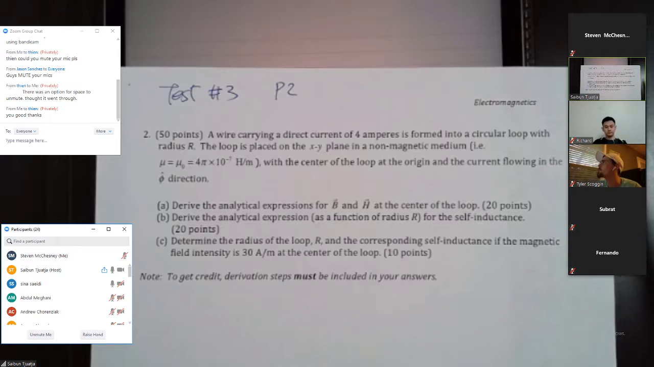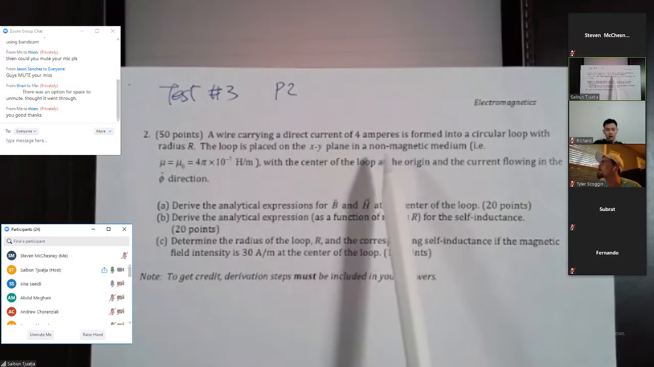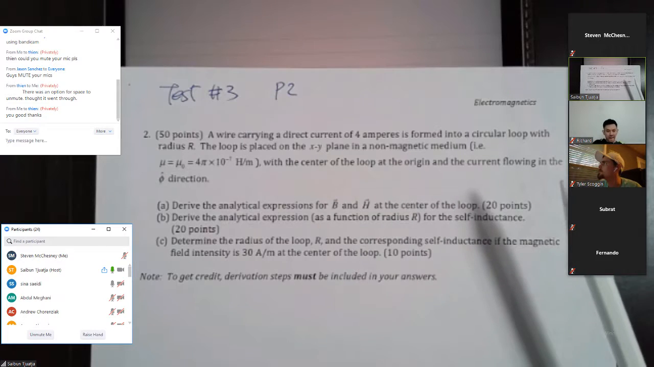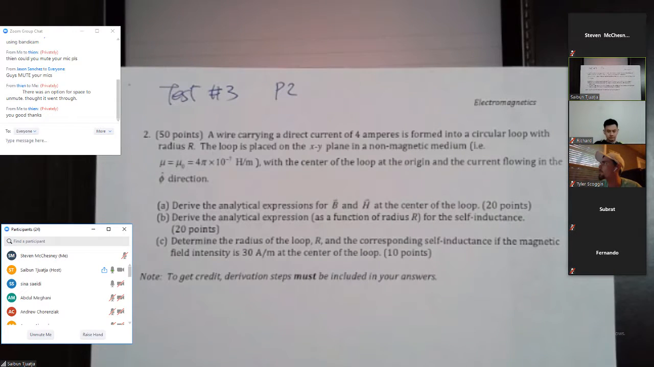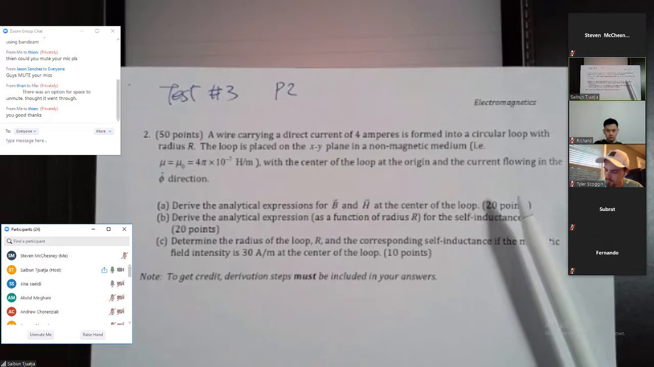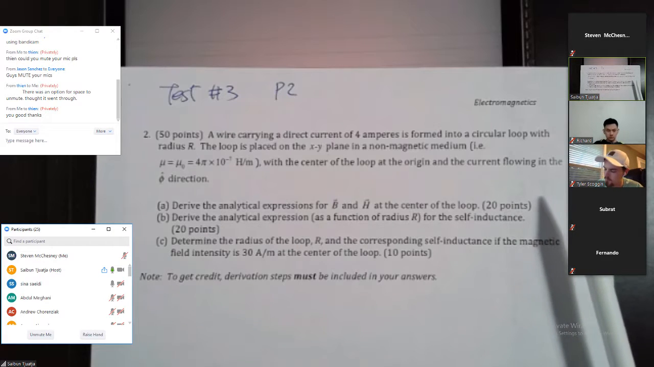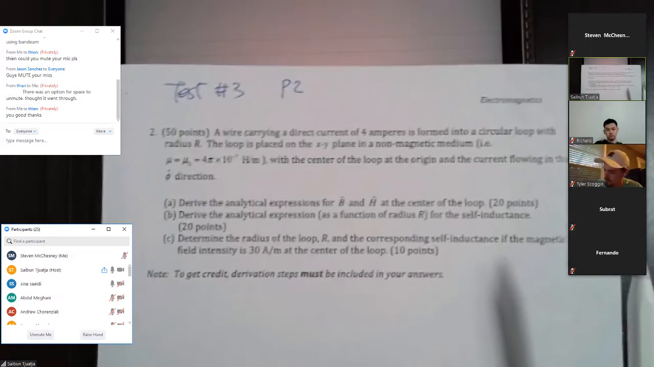so this is test number 3, problem 2. You're given a wire carrying direct current of 4 amps formed into a circular loop, right? Some of you missed this completely, and you tried to find one of the example problems in the book. And then you place it on an XY plane in a non-magnetic medium. Non-magnetic medium means that mu is equal to mu 0. That's what people usually mean when they say non-magnetic medium. With the center of the loop at the origin, the current flows in the phi direction. So if I sketch this, what does it look like?